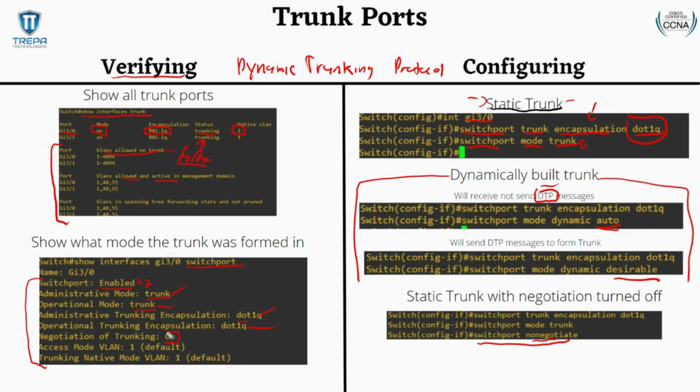And then we also see that DTP is turned on. That's what this output means here, negotiation of trunking on. And I'm going to show you that even when we configure a static trunk like this, if we execute this command, negotiation of trunking is still on even when we set up a static trunk. And that's the importance of this command down here, switchport nonegotiate.